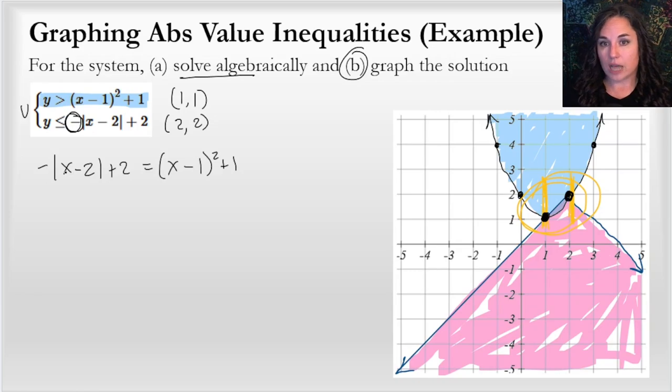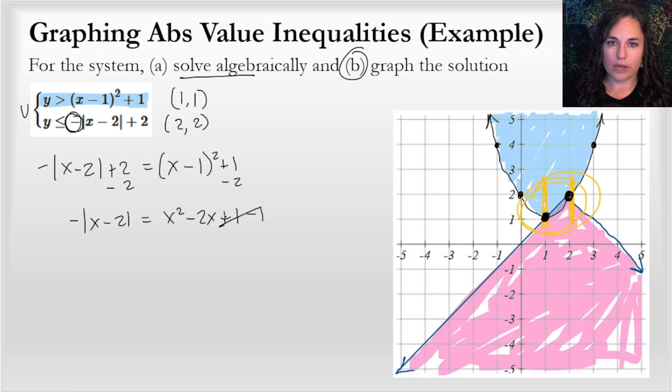Another thing I want to do is isolate the absolute value on one side and everything else on the other. So that means I need to subtract 2 on this side. Let's subtract 2. So I have negative absolute value of x minus 2 equals, let's go ahead and expand this. I really want to expand this. x squared minus 2x plus 1 minus 1. So, I have some cool stuff going on. Those ones cancel. And then in order to isolate the absolute value, I'm still going to multiply by a negative 1 on each side. Negative x squared plus 2x.